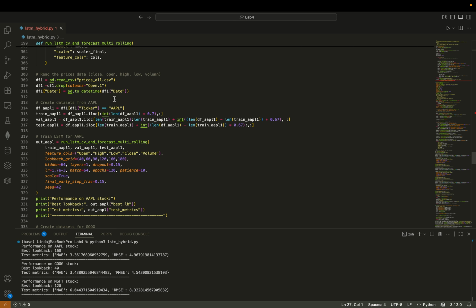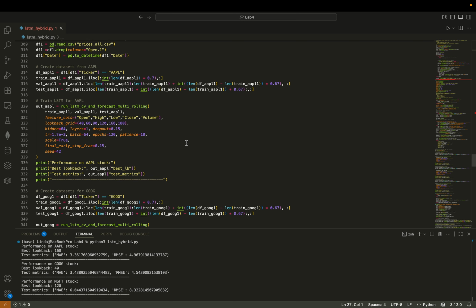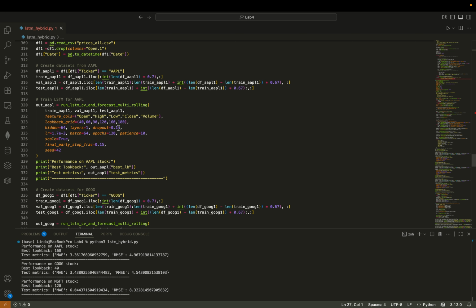After reading the dataset, we will create a dataset for our first stock, the Apple company. Then we implement the LSTM model on it. We implement a grid search of the hyperparameters, look back from 40 days to 180 days, which is the forecast time period in the model. We also tune other hyperparameters such as the number of hidden neurons, the number of layers, the dropout rates, learning rate, approach, and the final early stop fractions.